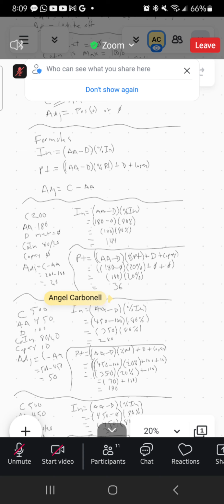Yes, but remember, the day of the exam, they're not going to ask you both, so you don't have to calculate both. If they ask you how much the insurance has to pay, you calculate the insurance. That's it. If they ask you how much the patient has to pay, you just calculate the patient. You don't have to calculate both of them.